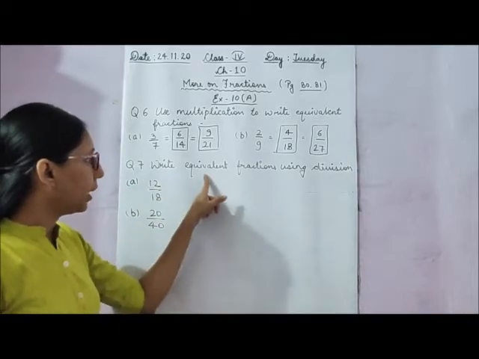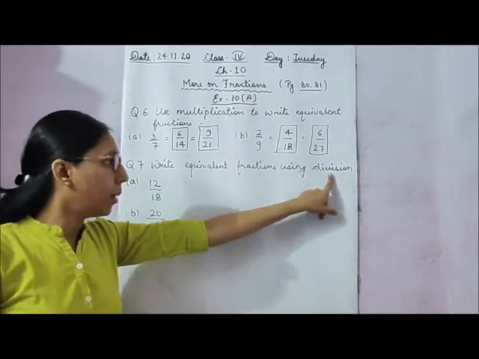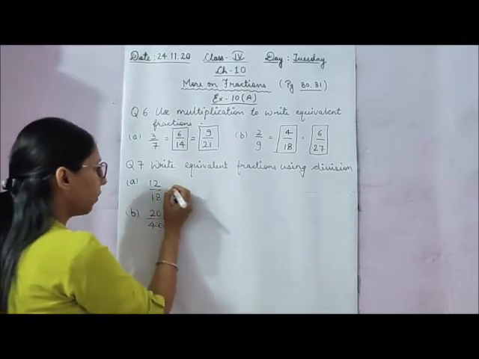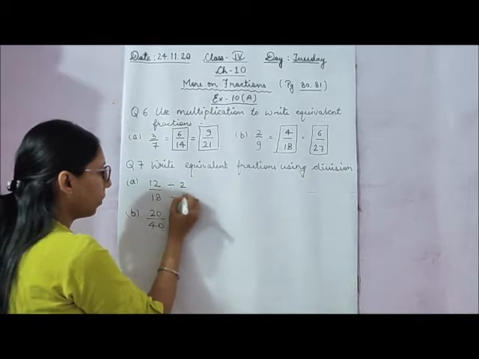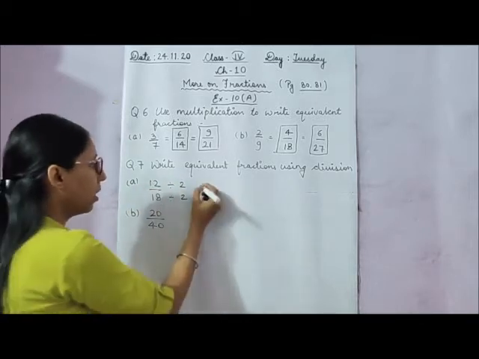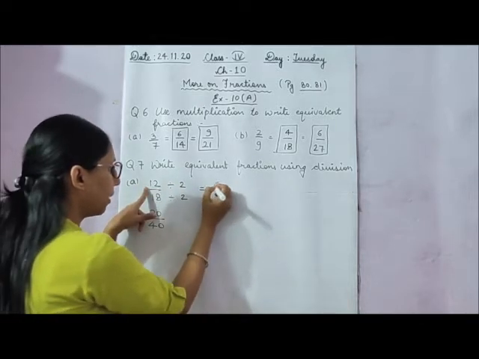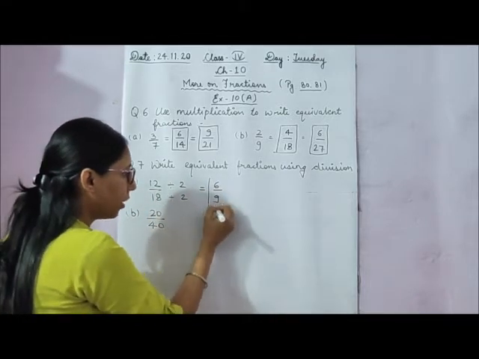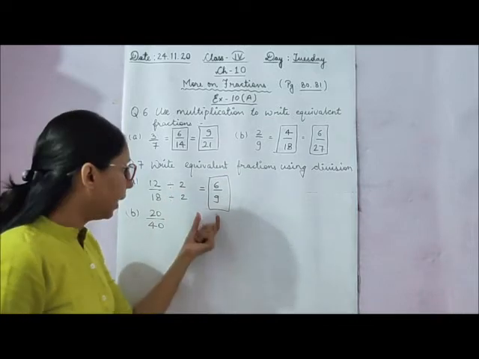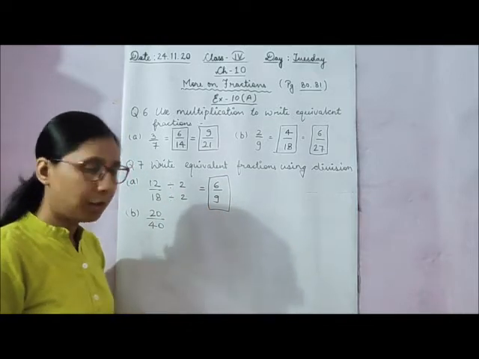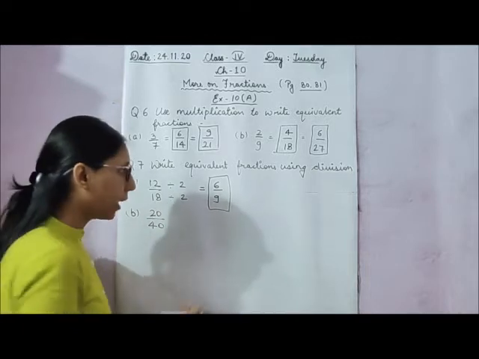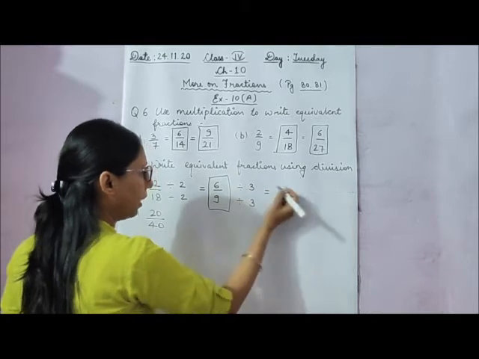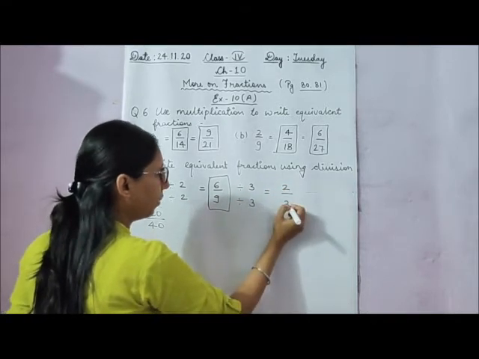Question number 7, write equivalent fractions using division. Now what we have to do is divide these numbers to get their equivalent fractions. So first we will divide these numbers by 2, because both numbers are divisible by the table of 2. So when we divide by 2, we'll get 6 and here we'll get 9. Now this is the first fraction. Again we can divide these numbers by 3, because both numbers come in the table of 3. So dividing by 3, we are getting 2 and 3.